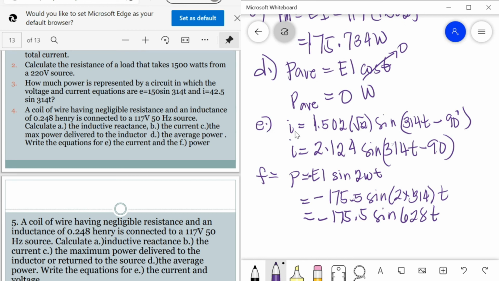For the instantaneous current equation, I is equal to 1.502, this is our I RMS, multiplied by square root of 2 to become I maximum, sine of 314t minus 90. So this 90 here represents the phase angle, the angle phi, meaning that this current lags by 90 degrees.